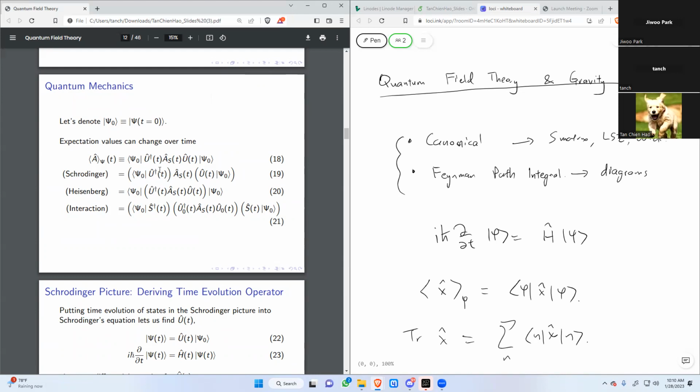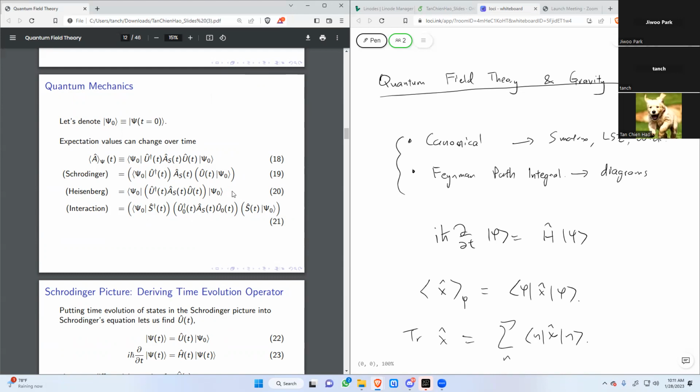If you choose to put the brackets around the state psi and the U, then you get the Schrodinger picture. If you choose brackets around the U dagger, A, and U, then you get the Heisenberg picture. Whereas if you choose to split the time evolution operator up, then you get the interaction picture.